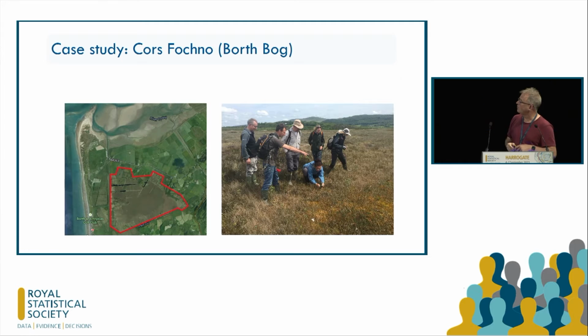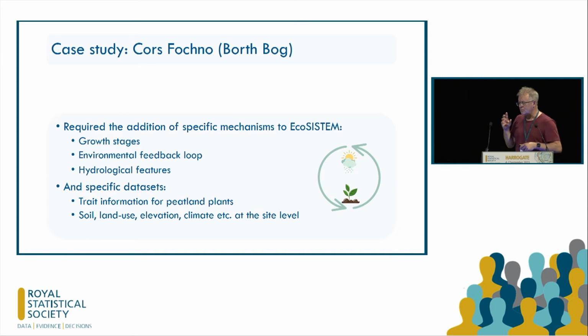It's, as I said, a few kilometres across, and to get this to work, we need to add several more aspects into our model. We needed to add multiple growth stages into the species. We needed to add an environmental feedback loop so that if a tree colonizes an area, it will suck up a lot of moisture and dry out the bog even further. So we needed to add more hydrological features about how the water spreads, and we're now working to incorporate somebody else's hydrological model into this so it's more accurate. And then we needed all of this trait information we've extracted from the literature, and we needed that validated.